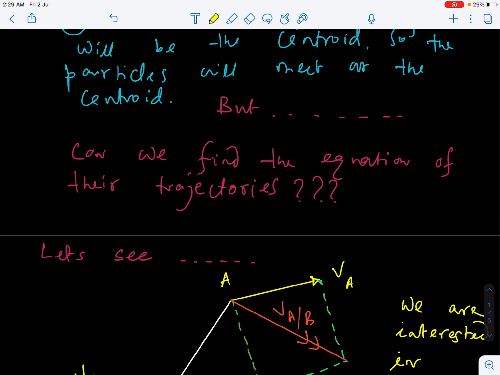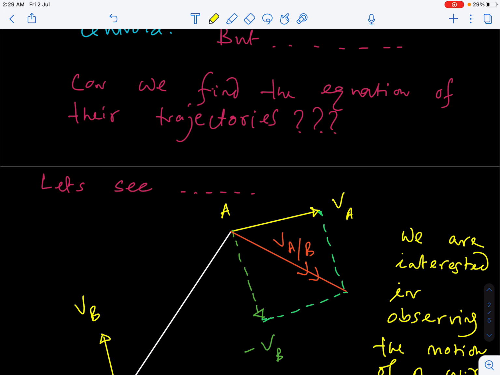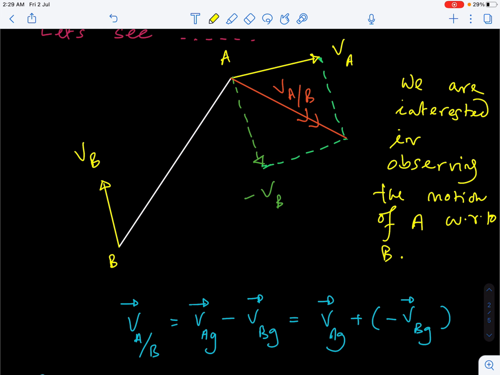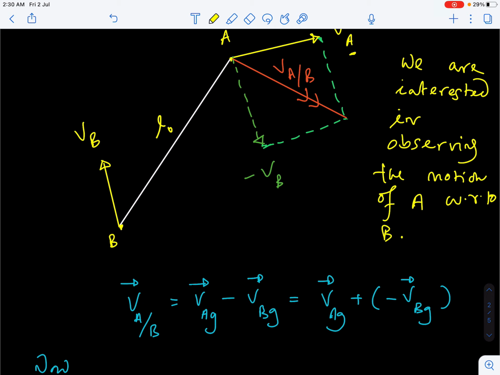Now, next, can we find out the equation of trajectory? Yes, we can. Let us see how. In general, I will take a case that there are two particles A and B, and this is the line joining them. Let us say this is L0, and initially B is moving in that direction with VB, and A is moving in this direction with velocity VA. What I'm trying to do now is observe from point B. So I'm fixing the observer at point B, and I will observe the motion of A with respect to B.